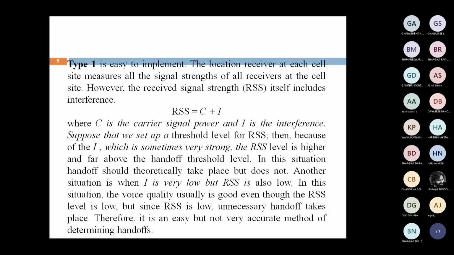Type 1 is based upon the signal strength. Whenever the mobile unit reaches the border, the signal strength becomes weak, and automatically the handoff should be raised. For this purpose, your mobile unit has RSSI, the received signal strength indicator. Here RSS is equal to C plus I, a summation of C plus I, where C is the carrier signal power and I is interference. Whenever interference is high, at that particular area we are getting a low signal strength, and then automatically the handoff should be raised.